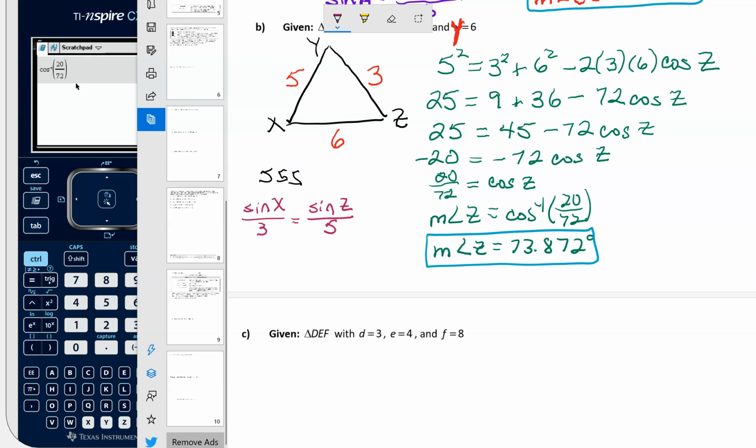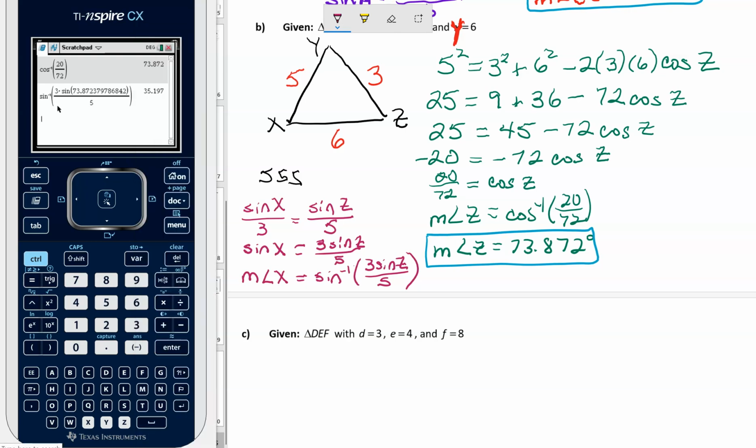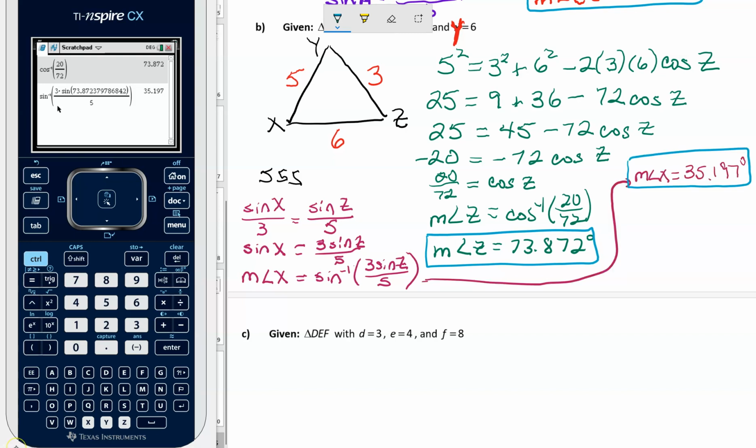Setting up the law of sines, we have sine of angle x over 3 equals sine of angle z over 5. Now we have the measure of angle z, but I'm writing it in variable form so that we can remember to use the stored value or the answer feature on the calculator. Let's solve for sine x, and then remember that we need to solve for angle x by using an inverse sine. Now that we have a calculator ready form, we can input this in the calculator to get angle x is 35.197 degrees. Note to self, leave students more space to do the work for these types of problems.